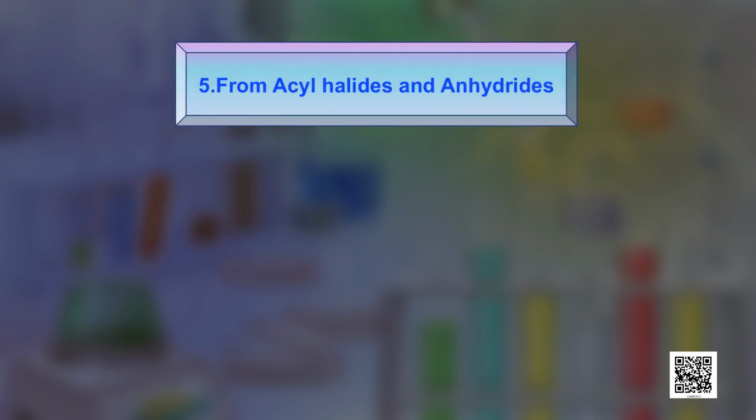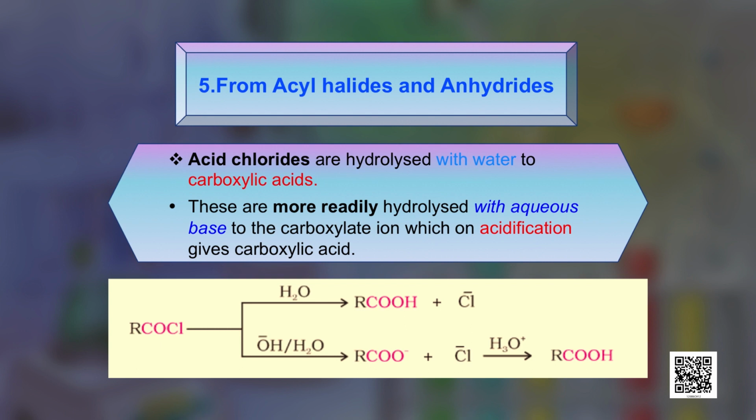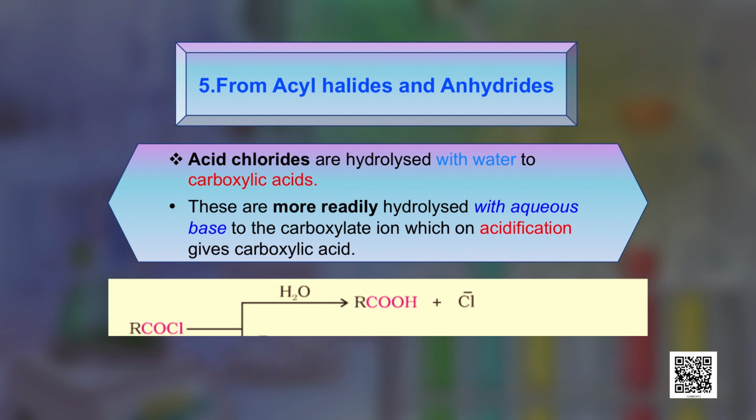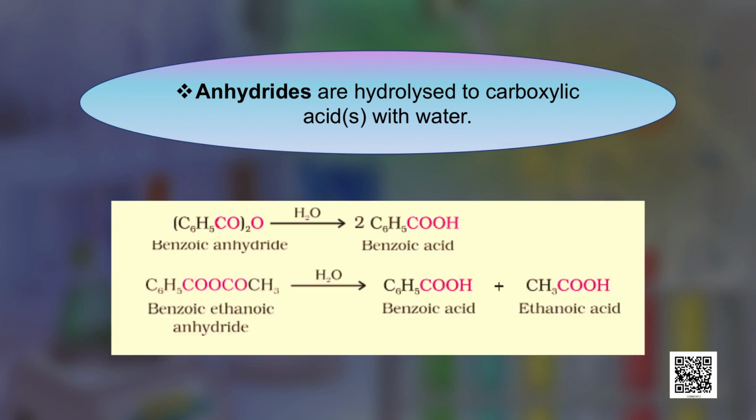Coming to the next method, which is again a very useful method, we start with acyl halides or anhydrides. Acid chlorides are hydrolyzed with water to carboxylic acids, a very common reaction, but these are more readily hydrolyzed with aqueous base to the carboxylate ion, which on acidification can give the carboxylic acid. And you can see in the reaction here. Similarly, anhydrides are hydrolyzed to carboxylic acids with water. Simple hydrolysis, anhydrides yield carboxylic acid as a product.